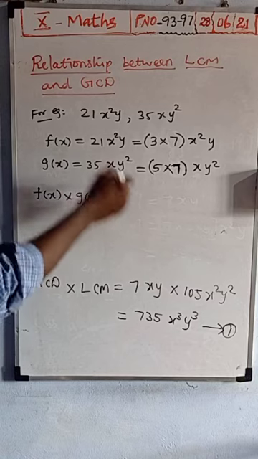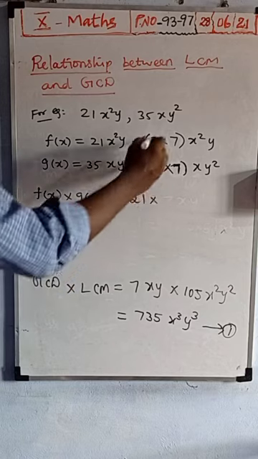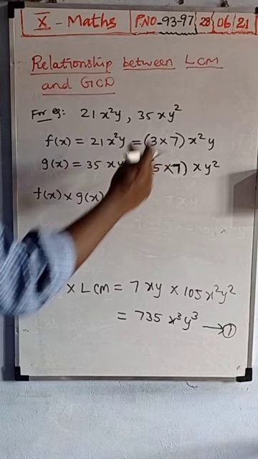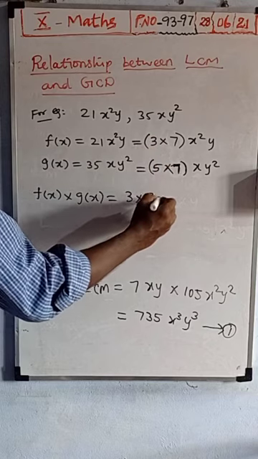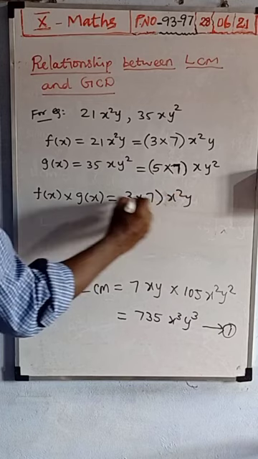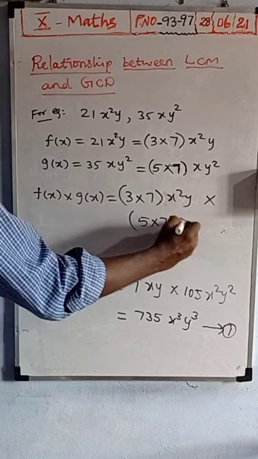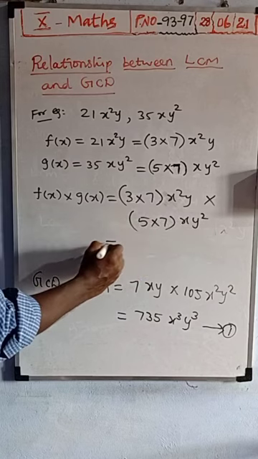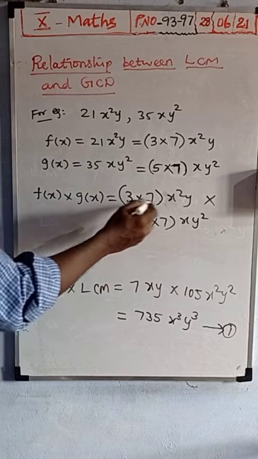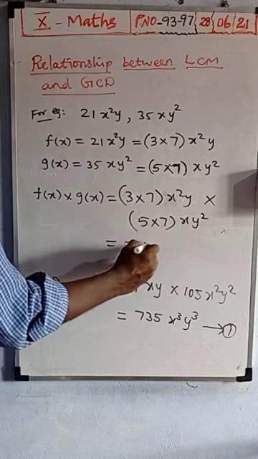So these two expressions, as they are, you should multiply. Means 21 into, or else as it is, all the numbers. So here the first one, f of x, what we received, 3 into 7 into x squared y, into the second, 5 into 7 x y squared. So all the numbers you should multiply, means 7 7s are 49, or 7 3s are 21. 21 into 35, we will receive as 735 only.